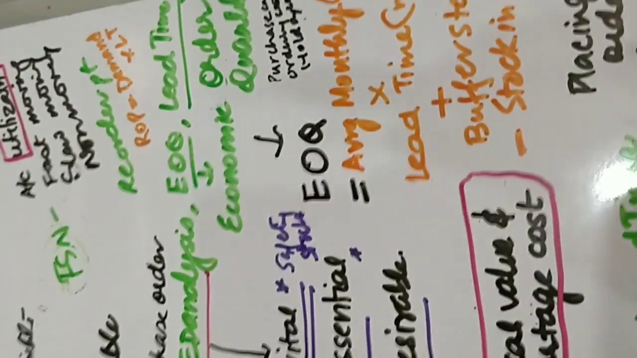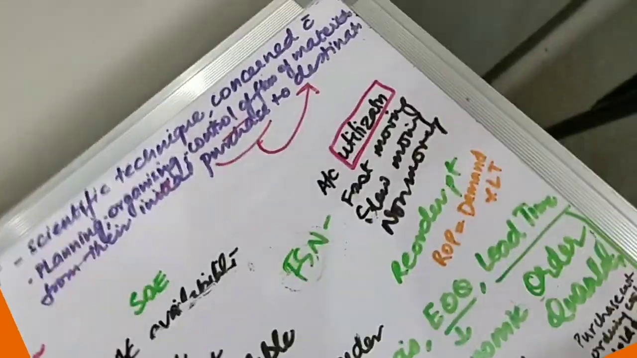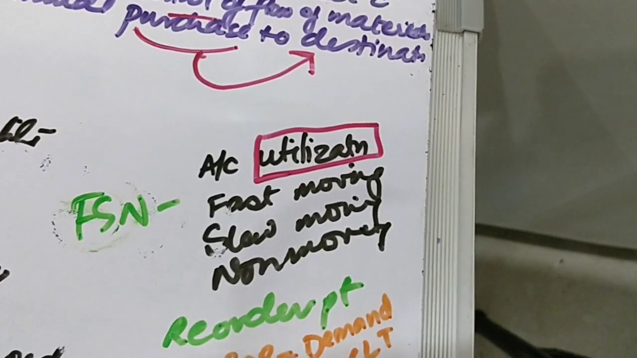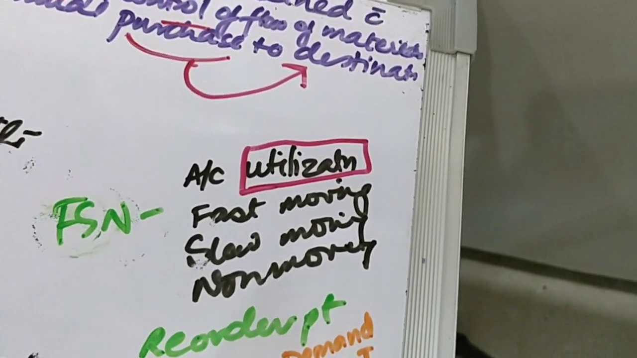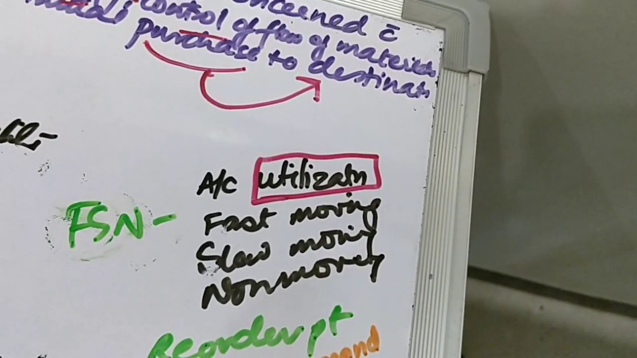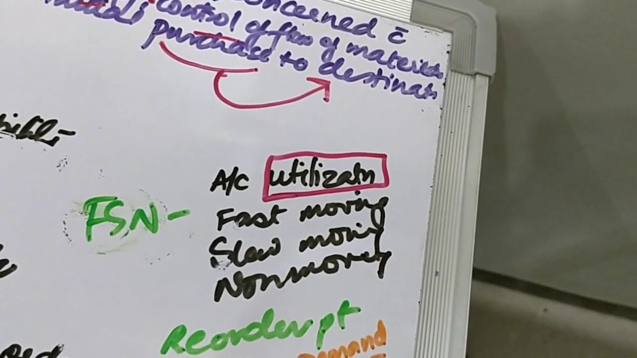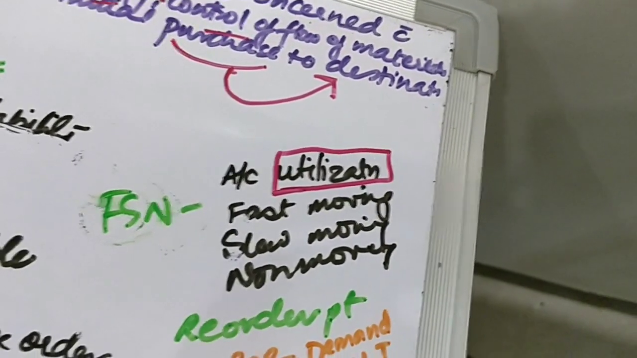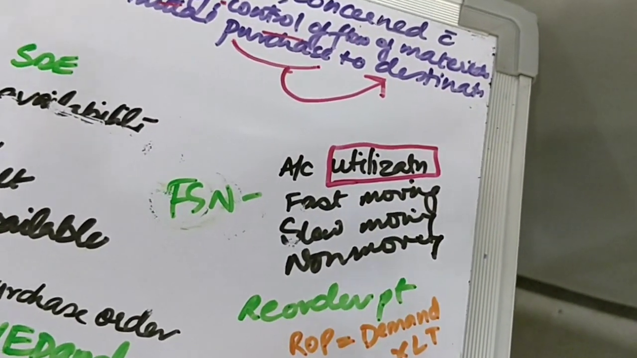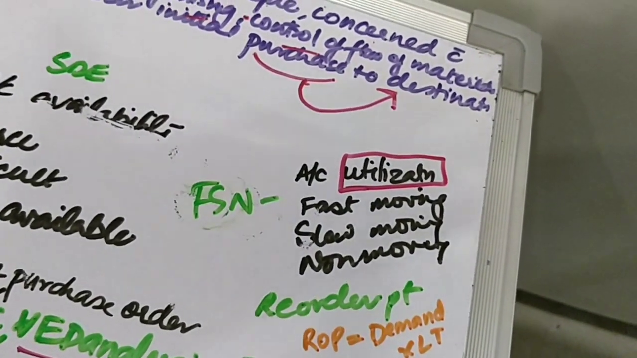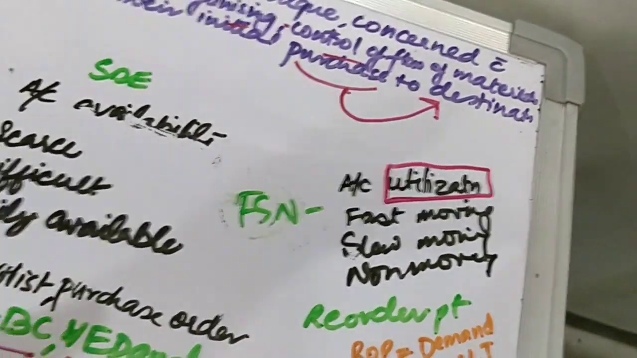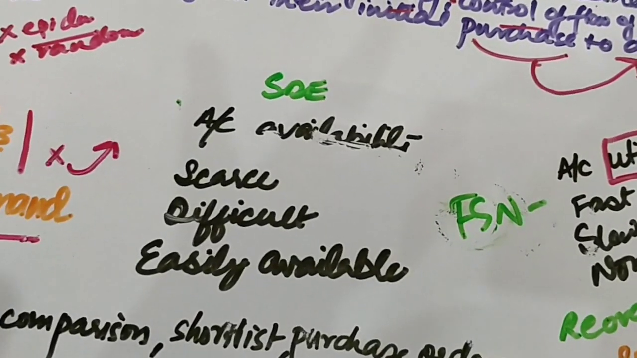Okay, the next we'll cover is FSN. This depends upon the utilization. Utilization meaning fast moving, slow moving, and non moving. Like IFA, calcium, paracetamol would be fast moving. Slow moving would be your antibiotics. Non-moving would be things like labetalol or isosorbide mononitrate, which we use only for MI patients, etc. Okay, so next is SDE.